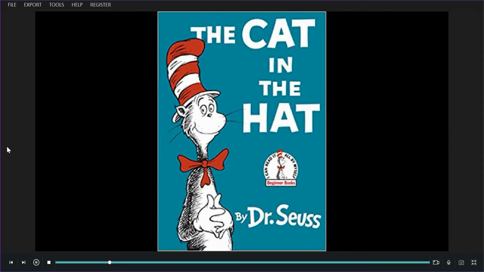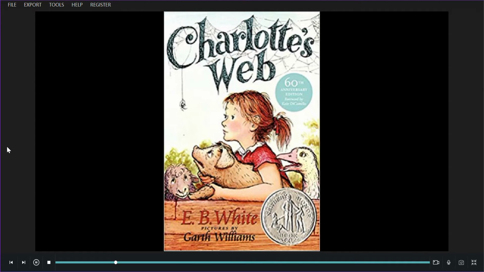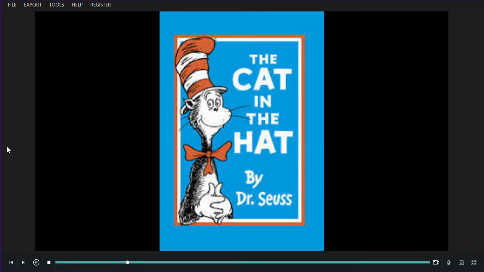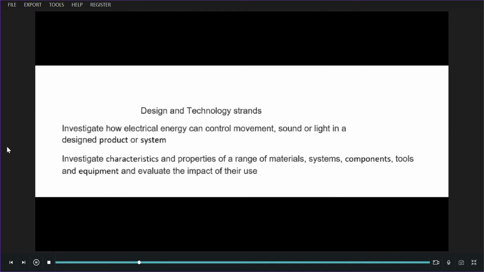We began our investigation by brainstorming possible children's books that we can bring to life. These were The Cat in the Hat, Charlotte's Web, and Charlie and the Chocolate Factory. After further consideration, we chose The Cat in the Hat as we both personally loved the story as children, and overall the design was our favourite. Another reason for choosing that design is that it relates to the Australian curriculum in the design and technology strands under Year 5 and 6s.